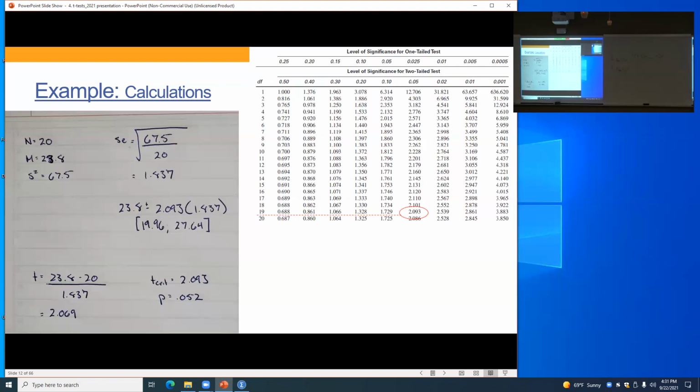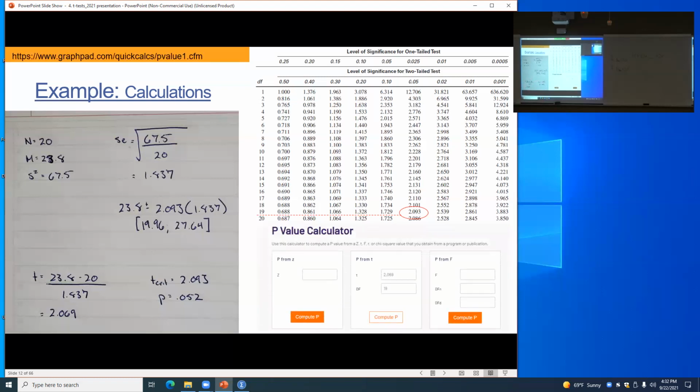I get a value of 2.096. My critical value is 2.093. This falls just beyond that. And then if I want to calculate an exact p-value from this, there's a p-value calculator. GraphPad.com is one that I use, but there's 1,000 of them out there. It doesn't really make any difference which one you use.